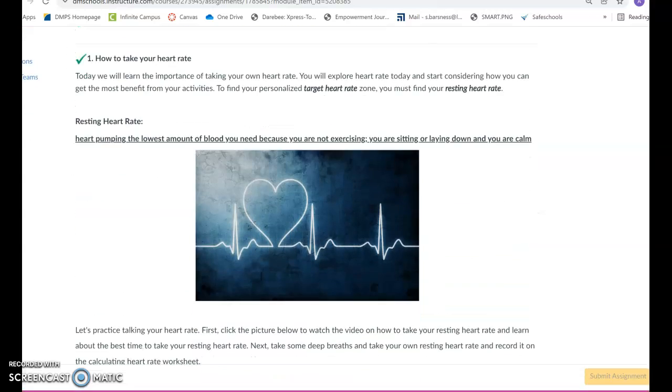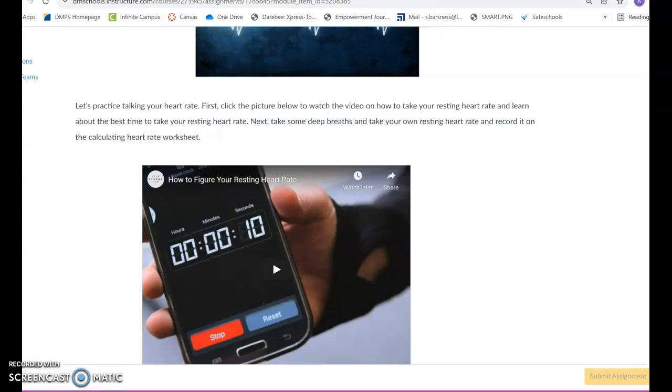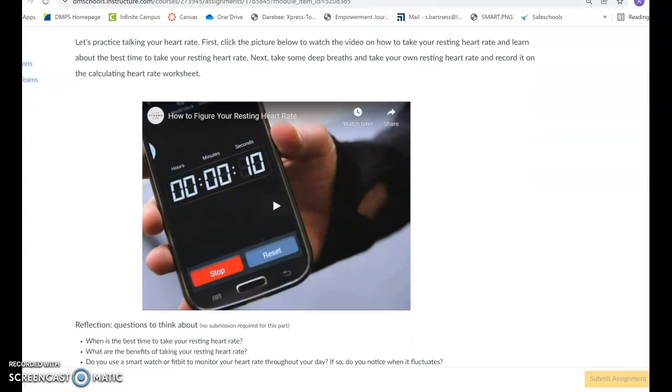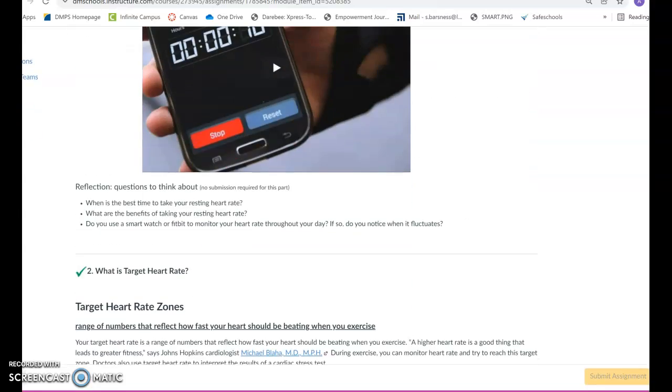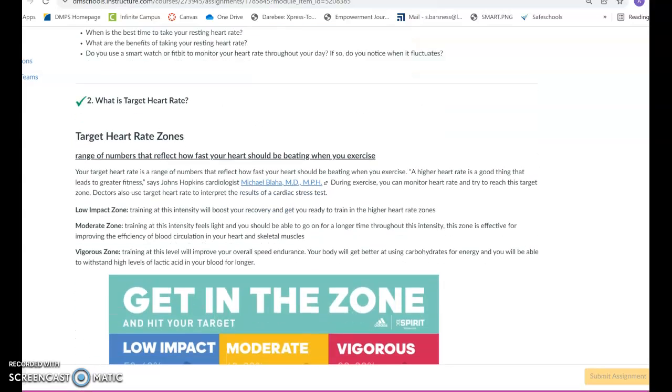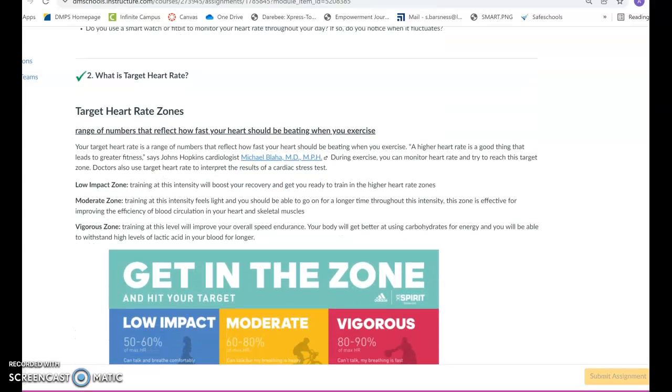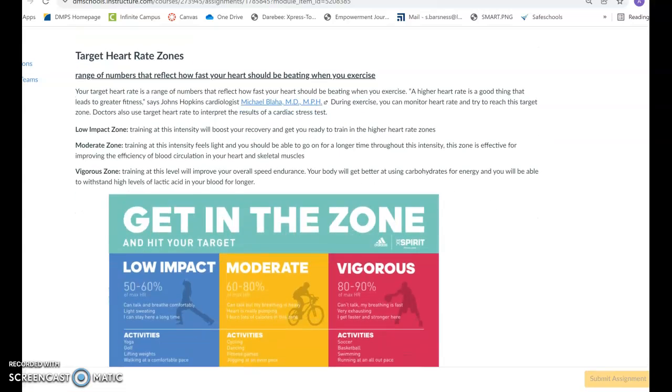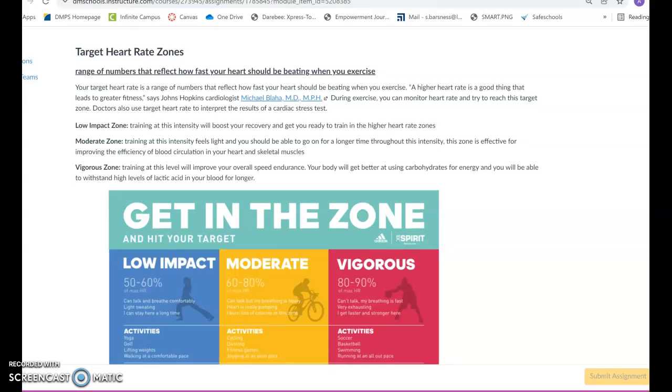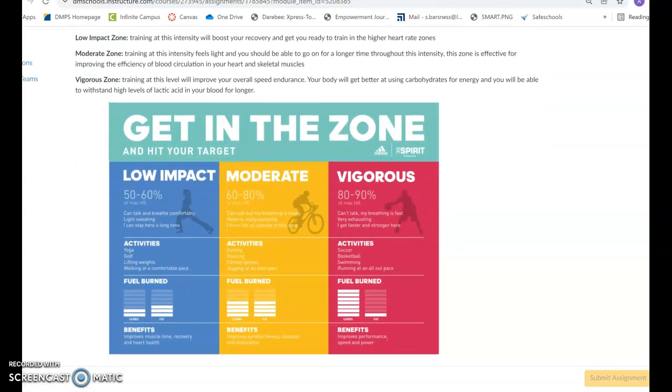After reading how to take your heart rate and watching a quick video if you need extra help, you will read what is target heart rate. And target heart rate is going to give you the information about the low impact zone, the moderate zone, and the vigorous zone. This picture of the zones is important to look at because this is how you will also be calculating your heart rate in the worksheet. You will be finding your low zone, your moderate zone, and your vigorous zone.